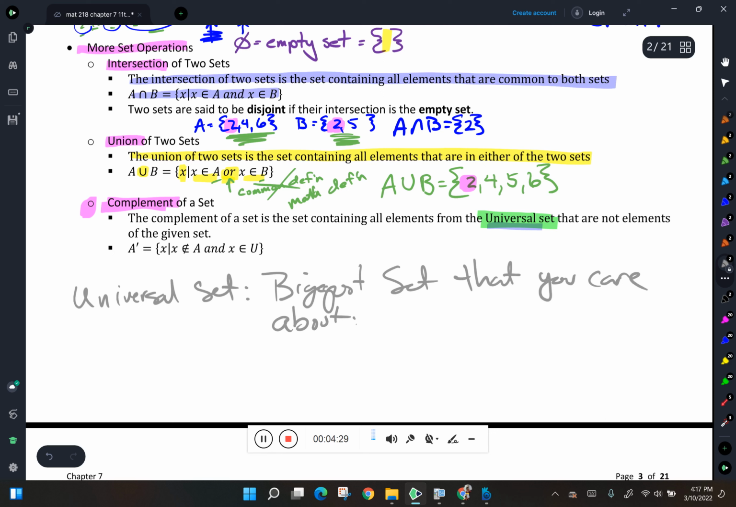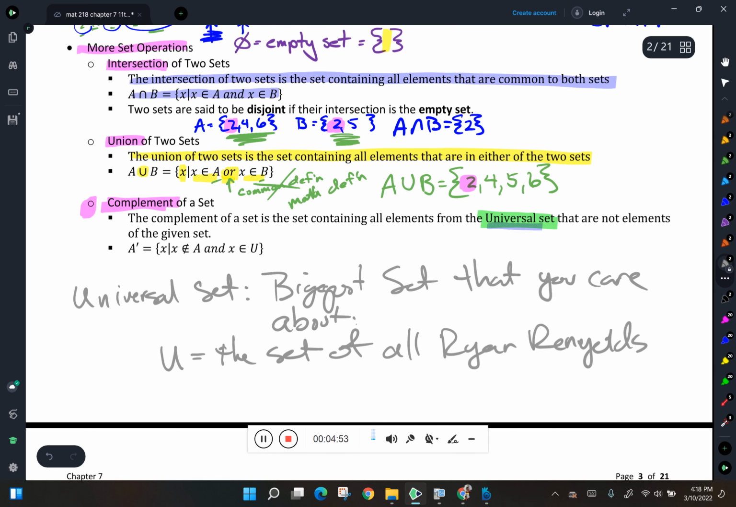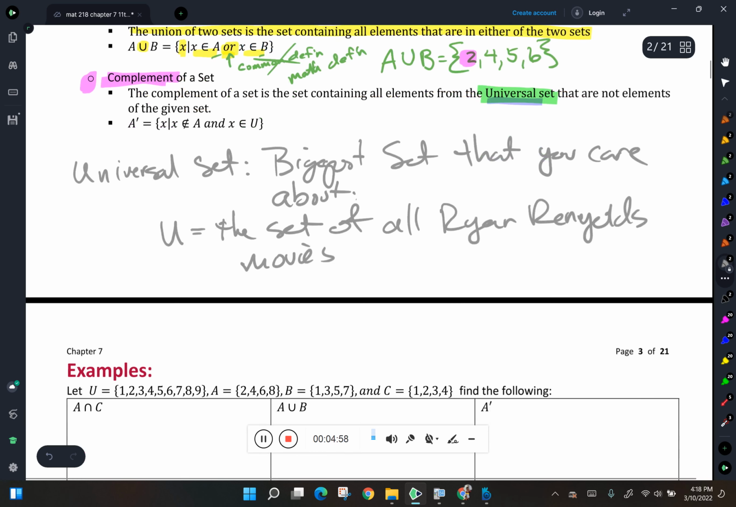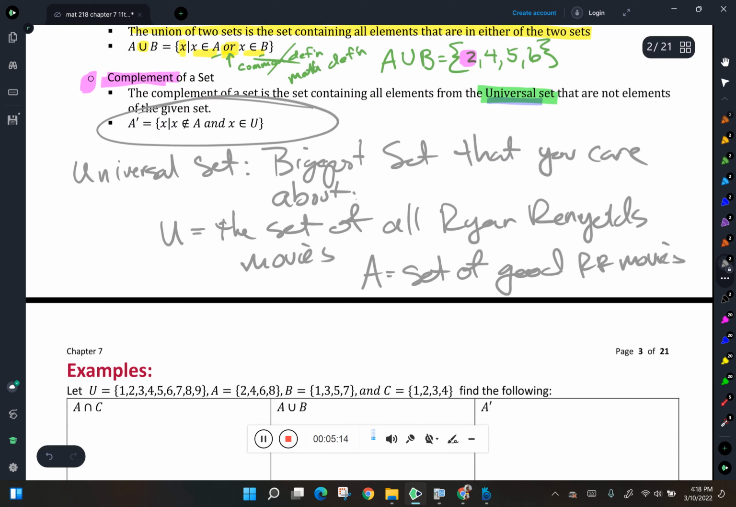Like if I were to say that the universe, U, is, and I'm going to use words, the set of all Ryan Reynolds movies, then that set would contain every movie that he's ever made. And then if I said set A was the set of good RR movies, what would the complement be? Well, then the complement is going to be everything that is in the universe, but not a good one. So it will be all the bad RR movies.